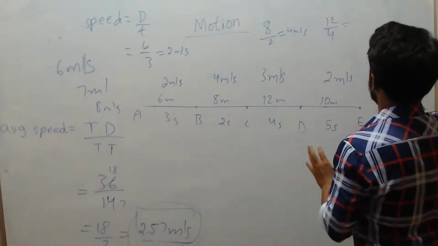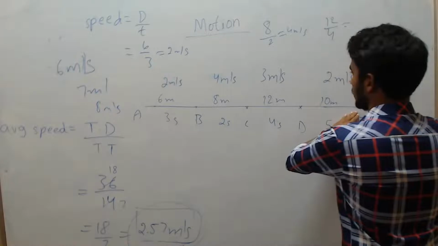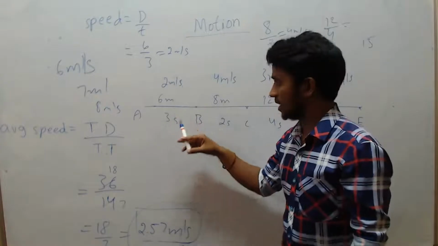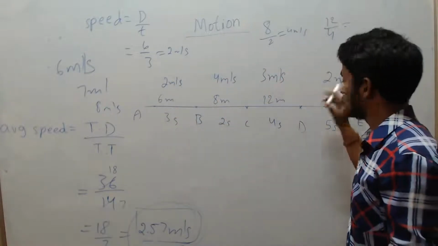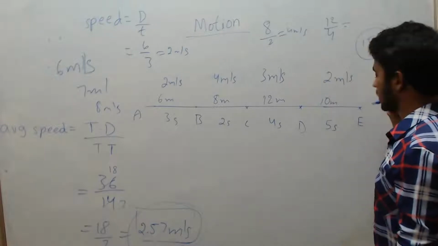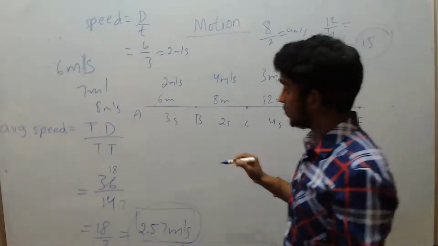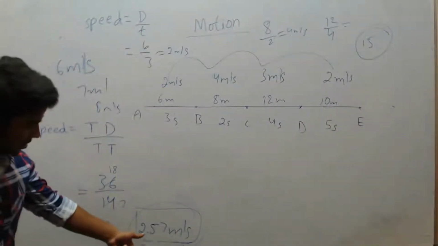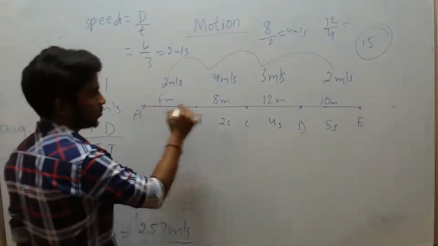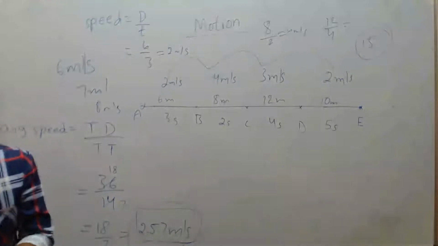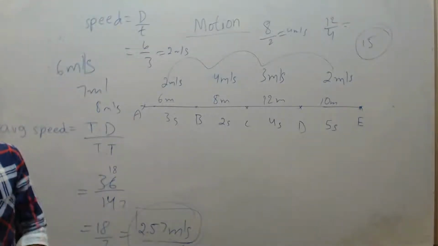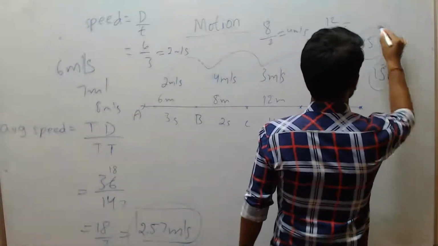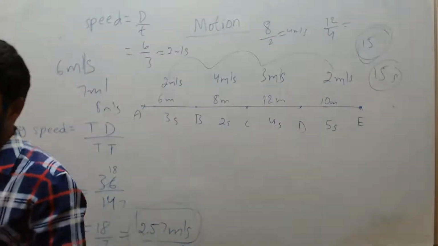Just imagine it takes 15 seconds to reach from A to E using these speeds: first 2 meter per second, then 4, then 3, then 2 meter per second. Instead of traveling with 2, 4, 3, 2, if you travel at 2.57 meter per second from the starting point to the ending point, without changing your speed, then it will also take 15 seconds only.